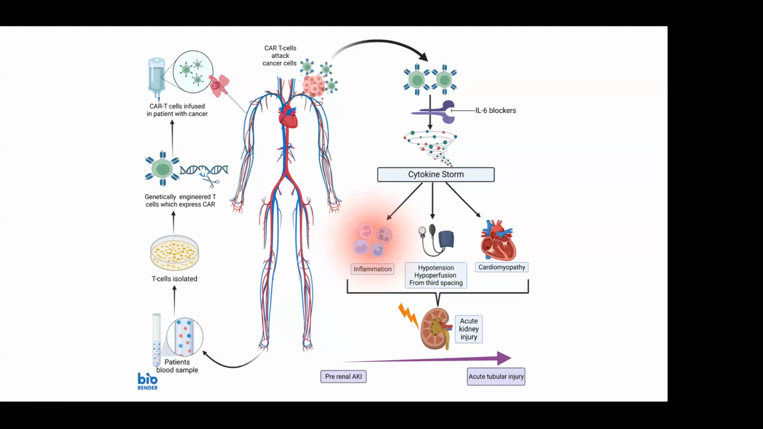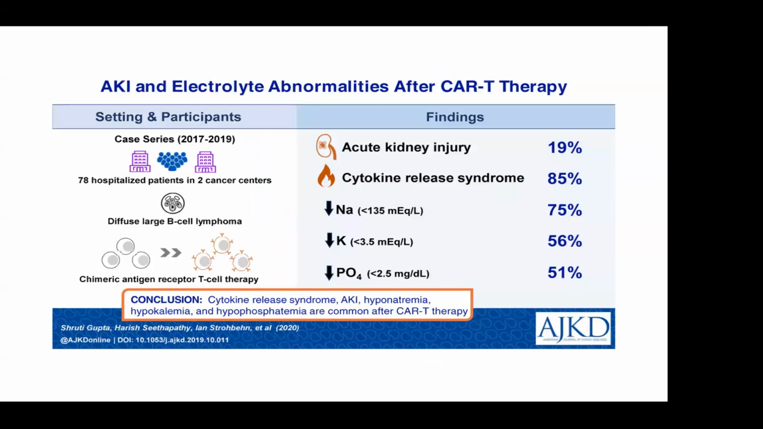Now, CAR T cell therapy is being studied more and more, and its renal effects are being studied. And this is a study published by Shruti Gupta recently in AJKD, which looked at various case series from two major cancer centers where patients were treated for diffuse large B-cell lymphoma. The incidence of acute kidney injury after the CAR T-cell therapy was 19%. And the presence of cytokine release syndrome in these patients was nearly 85%, which is very impressive actually. And because of third spacing and a capillary leak syndrome type picture, patients develop severe hyponatremia, hypokalemia, and hypophosphatemia.